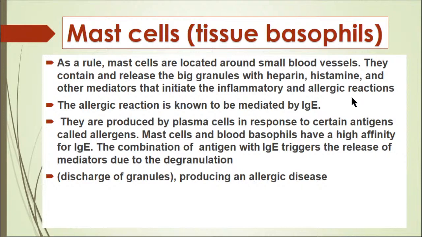Especially histamine, to increase the permeability of vessels, leakage of plasma outside the vessel, and increase the diameter of vessels. Heparin stops the coagulation and starts activating blood flow to some areas. And we have also talked about allergic reaction mediated through the activities of immunoglobulin E on the surface of mast cells. They are produced by plasma cells, and it triggers degranulation.